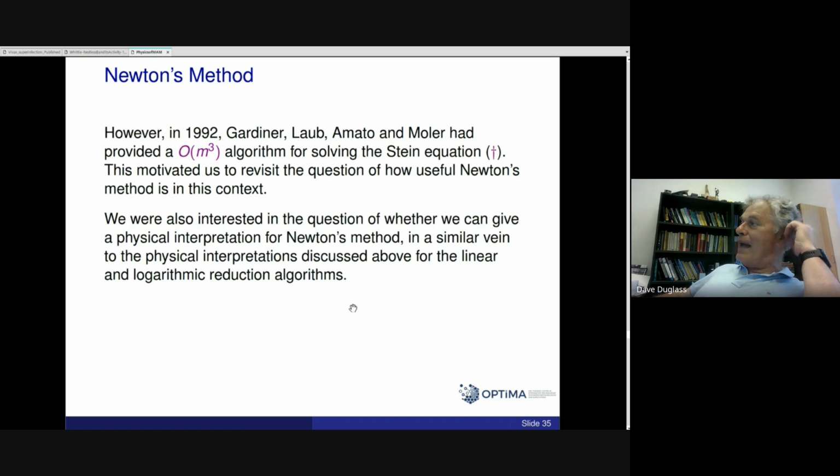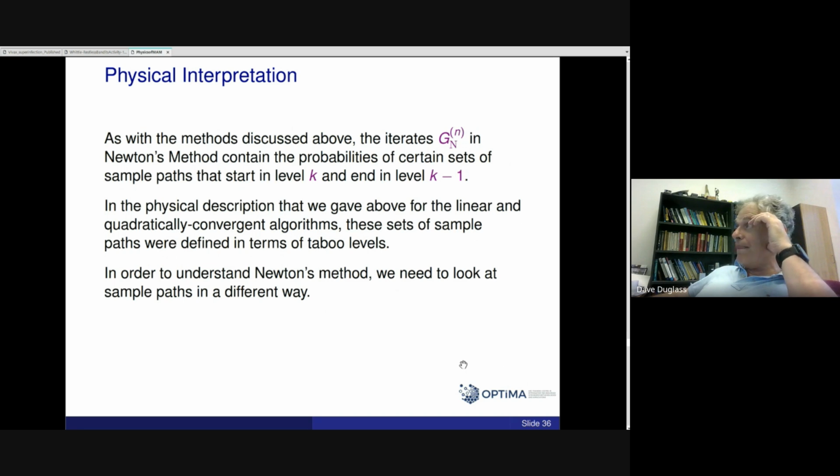But the bit I want to talk about now is, can we give a physical interpretation for Newton's method in a similar vein to the physical interpretations that I discussed above for the linear and logarithmic reduction algorithms, which are in terms of retreating taboo levels? And it turns out you can, but it's not about taboo levels.